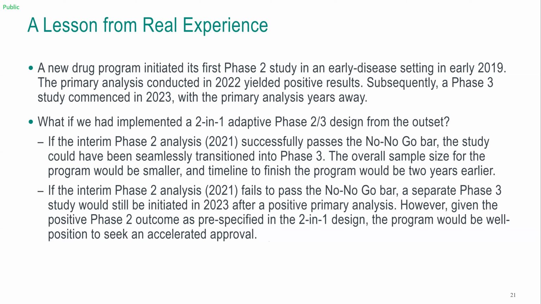However, given that the phase 2 outcome is positive, as pre-specified in the 2-in-1 design, now the program would be very well positioned to seek accelerated approval, because statistically, that positive outcome is the first requirement for any drug approval, and you have already pre-specified it at the outset. So as you can imagine, should this program have applied the ADAPT 2-in-1 design from the get-go, it would be much more efficient.